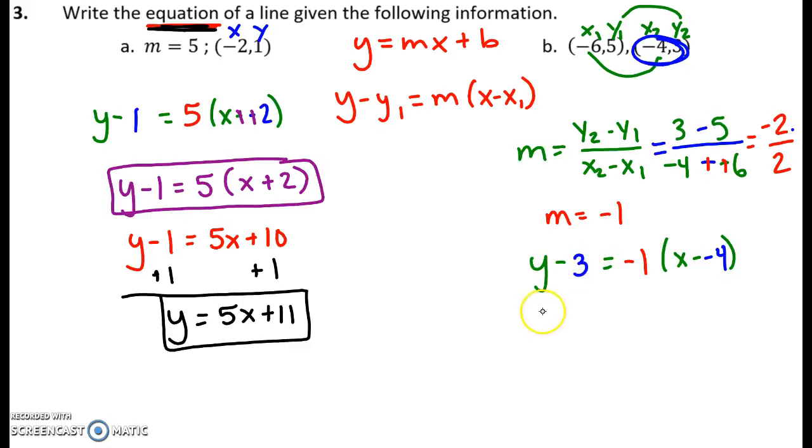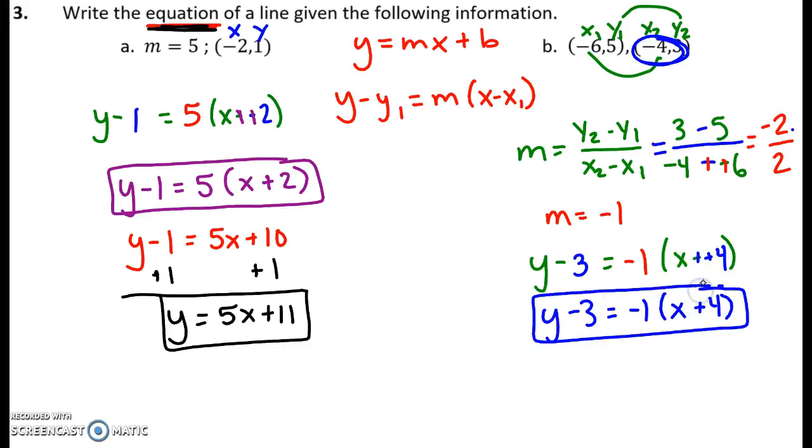Clean it up a little bit, you get y minus 3 equals negative 1 times x, and that becomes plus 4. And this is your solution.